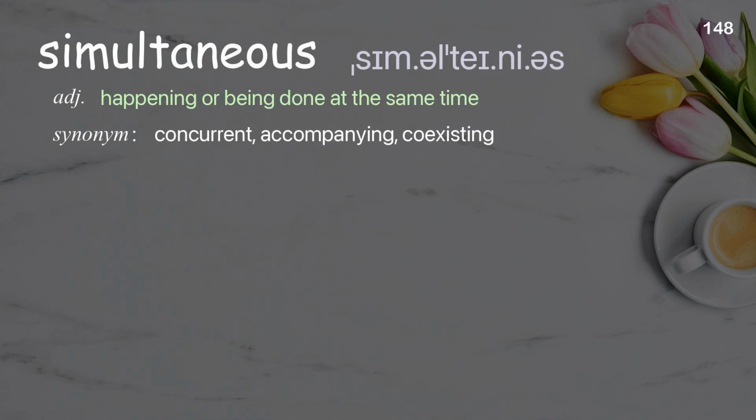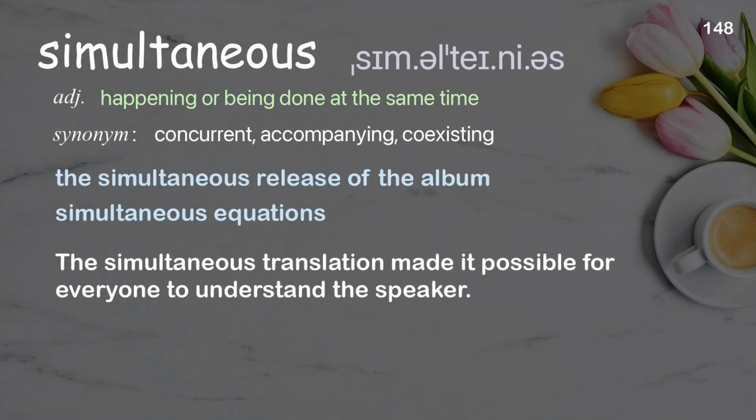Simultaneous. Happening or being done at the same time. Examples: the simultaneous release of the album. Simultaneous equations. The simultaneous translation made it possible for everyone to understand the speaker.